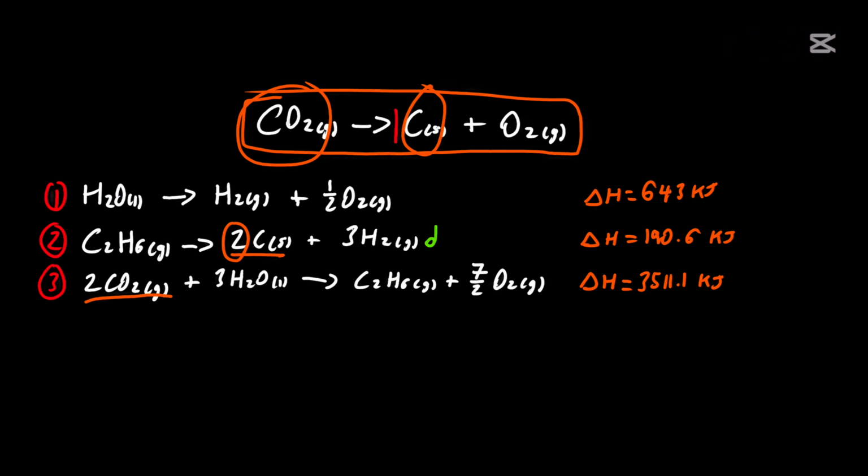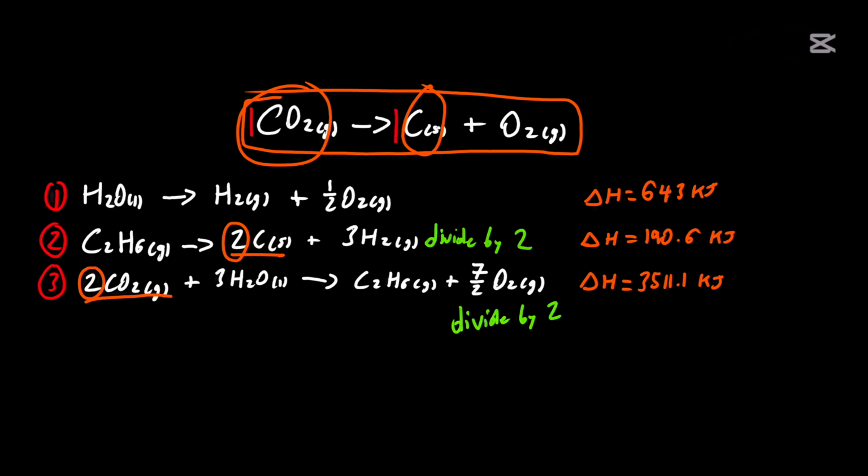Since it is already a product, the only thing we have to do is divide the equation by 2. This situation is identical for the carbon dioxide in equation 3, where the ratio is 2 moles, but we want it in 1 mole. So since the carbon dioxide is already on the reactant side, we do not need to flip it, we just need to divide the equation by 2.